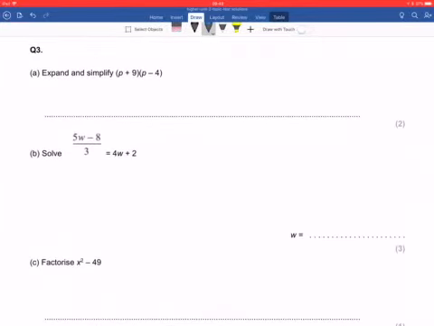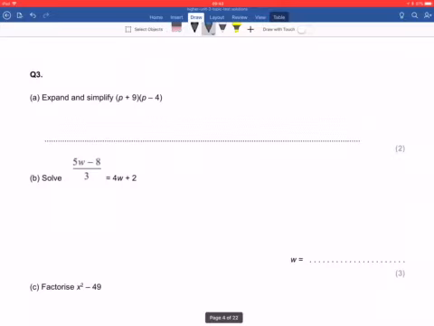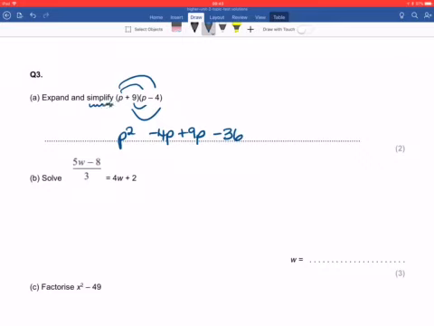Okay, expand and simplify, just like the one before. Multiply the first two terms: p squared, p times minus 4, minus 4p. 9 times p, plus 9p. 9 times minus 4, minus 36. Then I can simplify. You won't get all the marks unless you do. So that is the same as p squared, 9p minus 4p is plus 5p, minus 36.